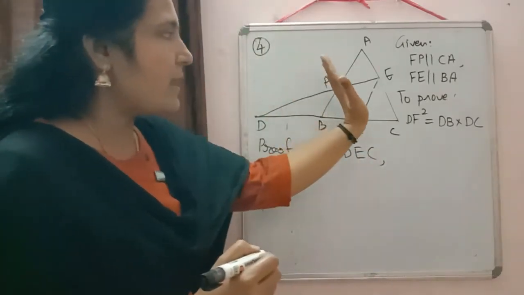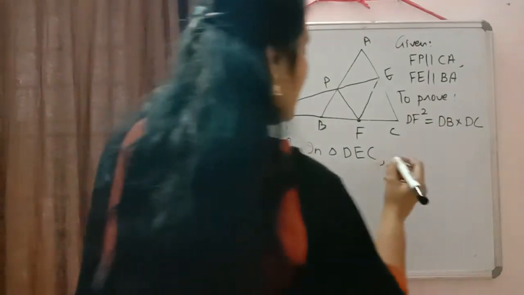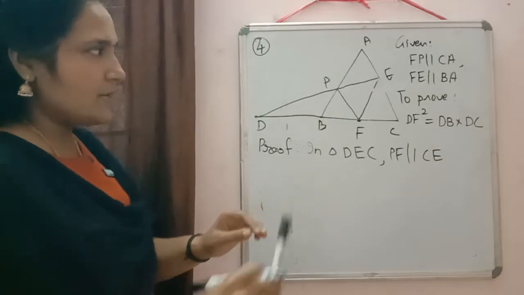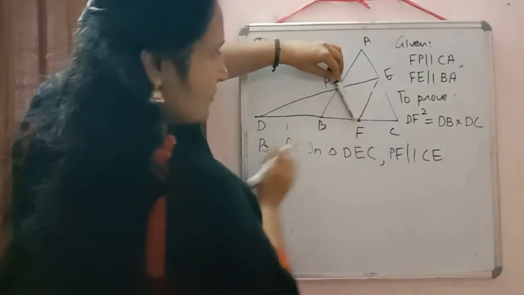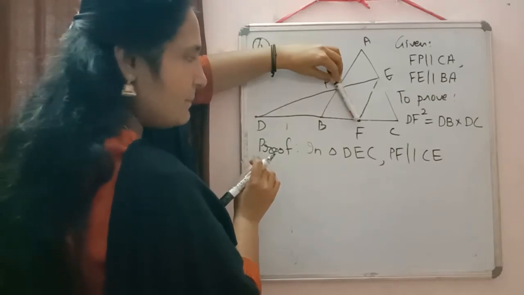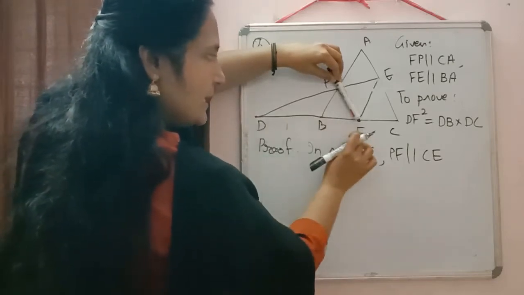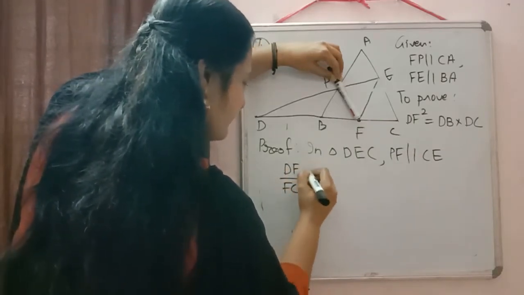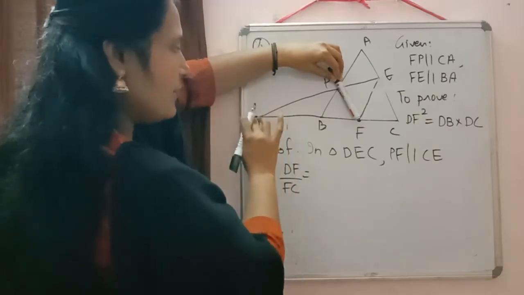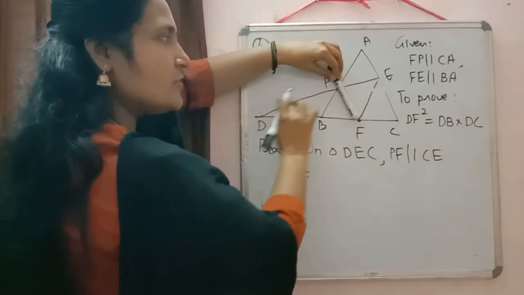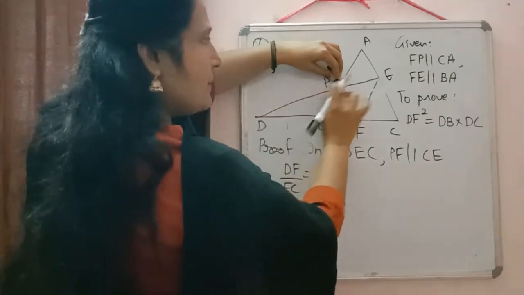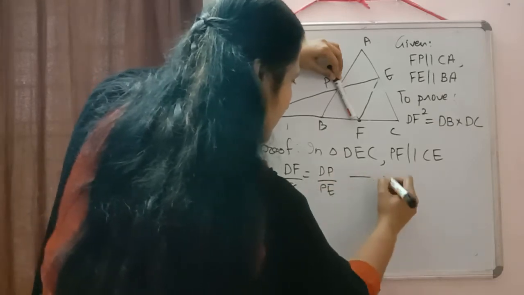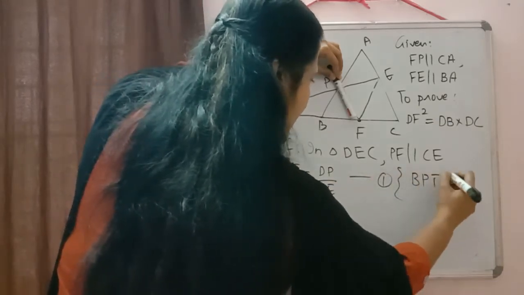So now write down there, in triangle DEC, which side do we have parallel? We have here DF, PF. So write down there, PF is parallel to CE. You can check, PF is parallel to CE. Now by BPT how will the ratio come? DF by FC is equal to DP by PE, because we started from here, so the next one also should start from here only. Make it equation number 1, and the reason here is BPT.